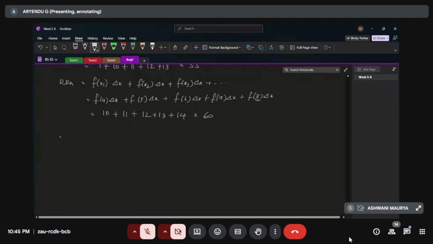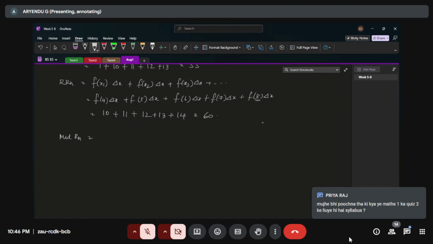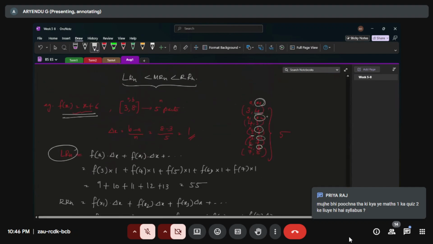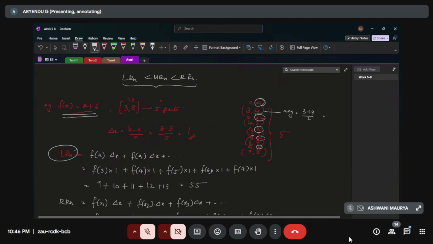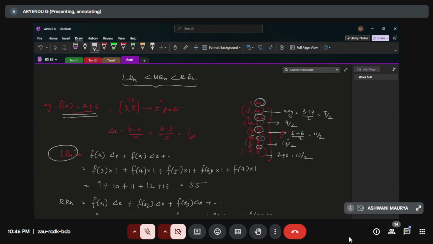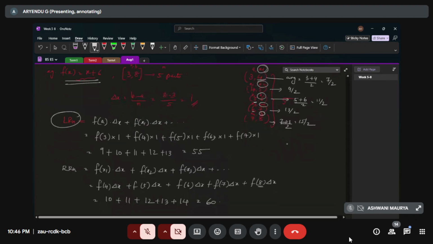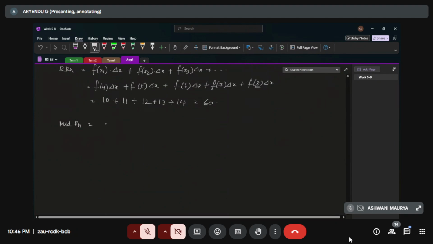And now for the mid Riemann sum, we have to take the average. For that, we have to go here and take the average for each of these. So 3 plus 4 by 2 will give us 7 by 2. This will give us 9 by 2. This will give us 5 plus 6 by 2, 11 by 2. This will give us 13 by 2, and this will give us 7 plus 8, 15 by 2. So we have to use that average value for the calculation here.